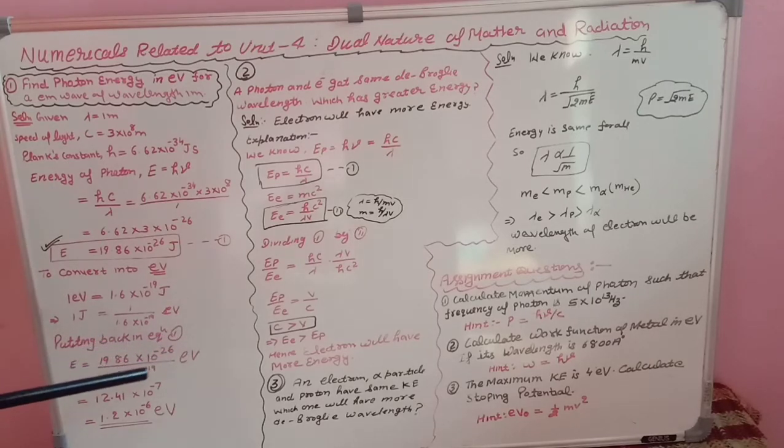This value we will put back in equation number 1. So putting back in equation number 1, 19.86 into 10 raised to minus 26 divided by the term 1.6 into 10 raised to power minus 19. Students, minus 26 minus 19, when it goes up, if the base is same, powers will be added. So minus 19 will go up and become plus 19, so the answer will be 10 raised to minus 7. And when you divide these two numbers, 19.86 divided by 1.6, you will get 12.41. Okay, so this is our final answer in standard form, that is 1.2 into 10 raised to power minus 6 electron volt.